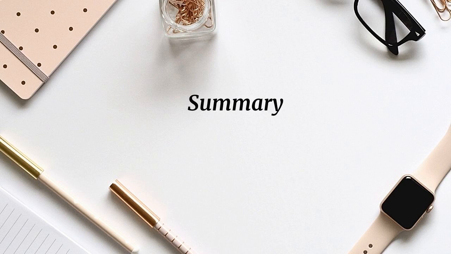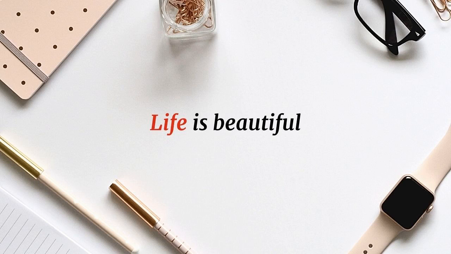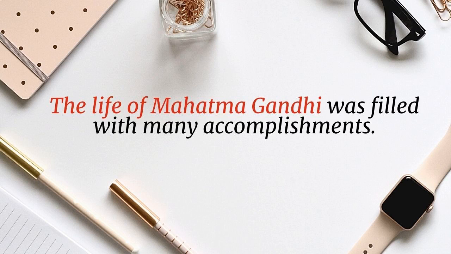To sum up the lesson, let us look at one more example. Life is beautiful. Here the word life is a general concept. It doesn't specifically tell about whose life it is. Therefore, we don't use the with it. If we want to use the with it, we should use it in a sentence like, the life of Mahatma Gandhi was filled with many accomplishments. In this sentence, we know exactly whose life we are talking about.